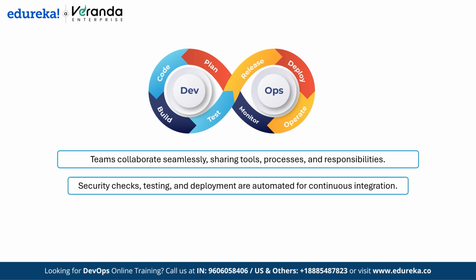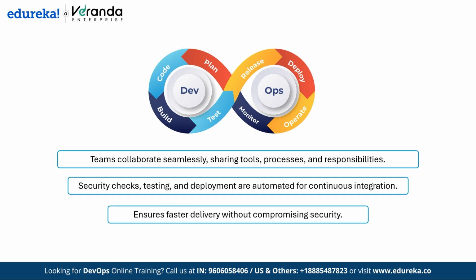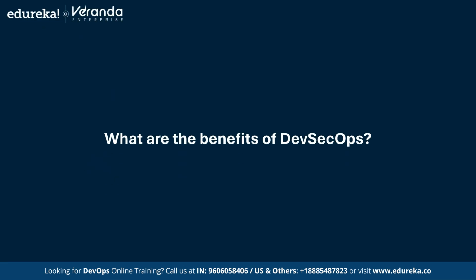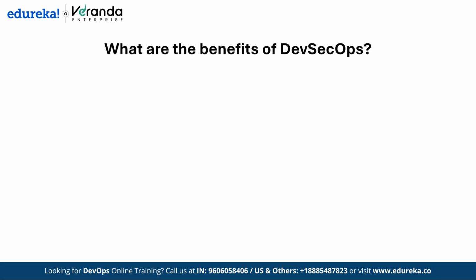Automation plays a huge role here. Security checks, testing, and deployment happen continuously, ensuring faster delivery without compromising security. In a nutshell, DevSecOps is all about speed with safety, creating powerful, secure applications that keep up with the pace of today's digital world. With DevSecOps, you are not just addressing security at the end. You're embedding it throughout the lifecycle. So now let's see what is the real benefit of this approach.